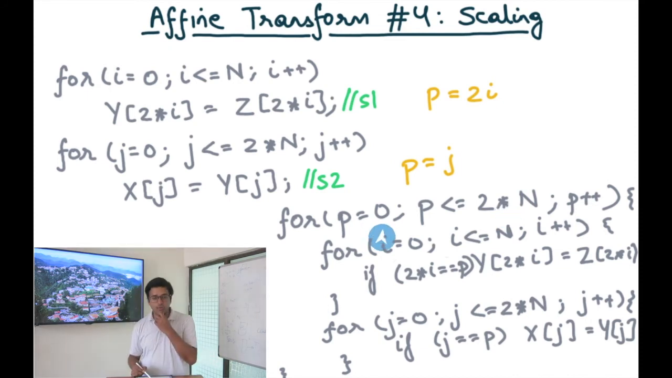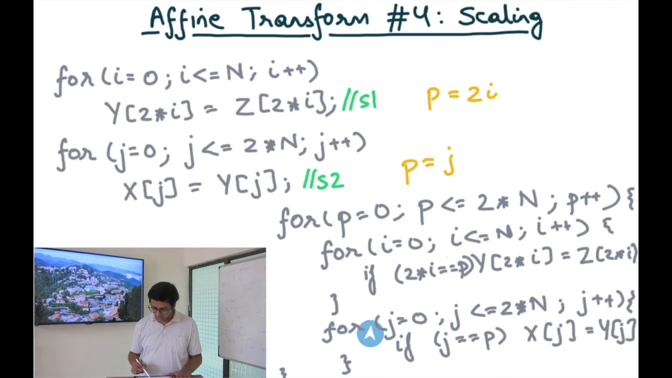Basically the lower bound and upper bound are identical for both S1 and S2. And then I just paste the original program as it is, except that I predicate S1 and S2 using the mapping function that I have. So for example, the first loop is for i equals 0 to n, i plus plus, and this is S1, y2i equals z2i, except that I predicate it with if 2i equals p. So only execute if I'm on the correct processor.